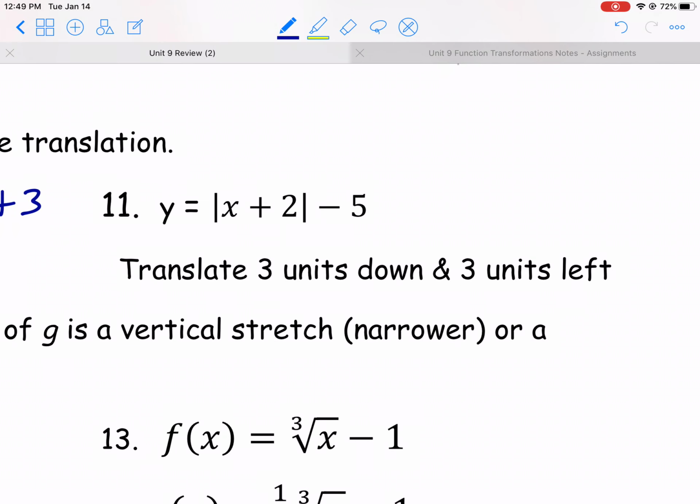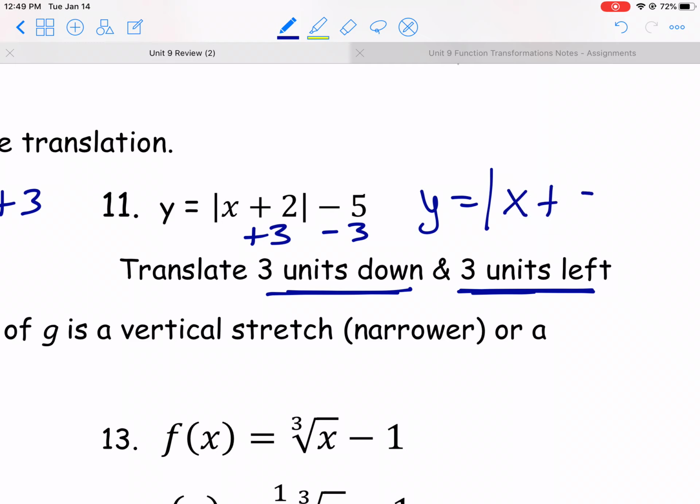Okay, number 11. This one's saying 3 units down, so we're going to subtract 3. 3 units left, we're going to add 3 in there. So our new function looks like x plus 5 minus 8.